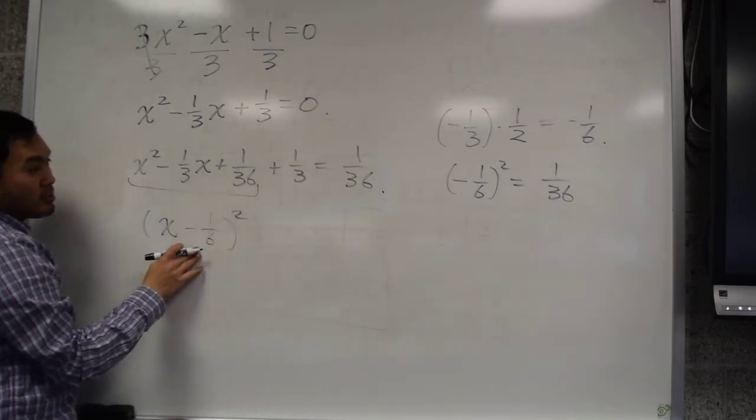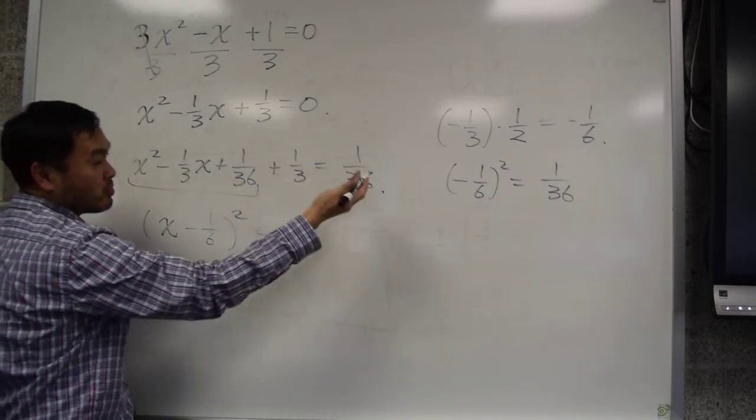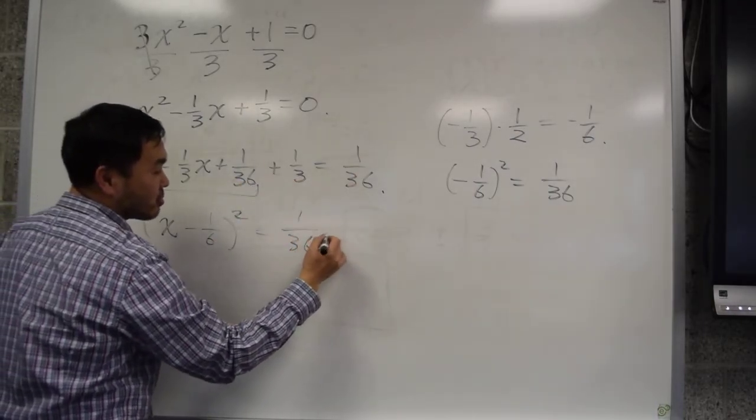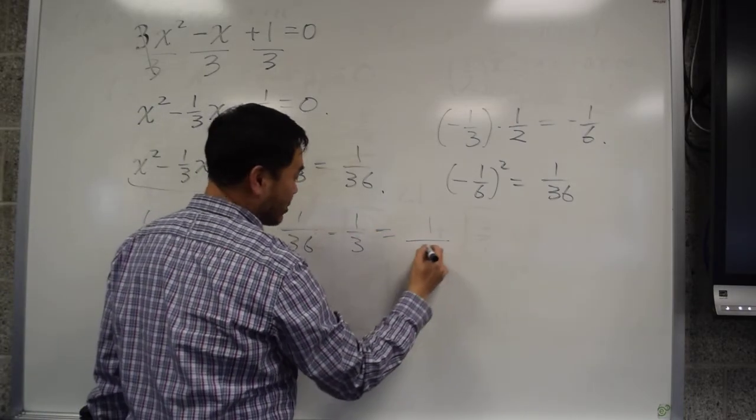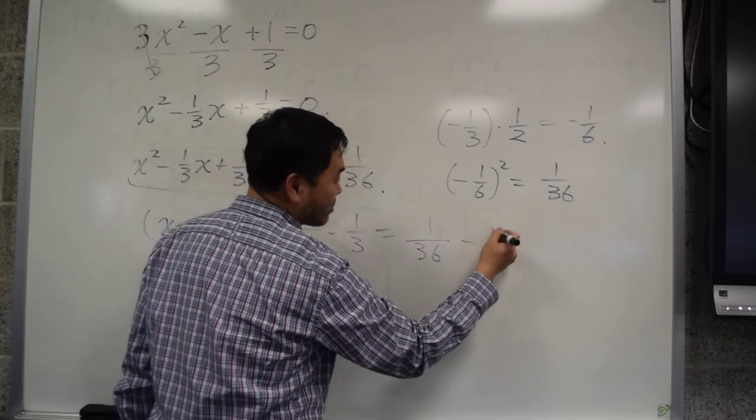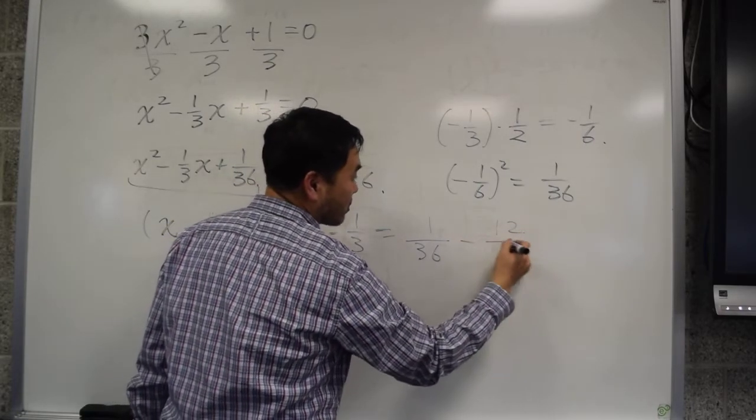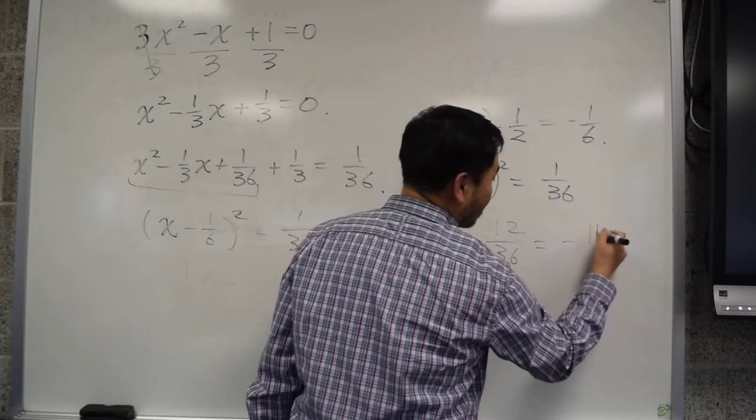So this turns into this, and then 1/3, you move it to the other side. It's 1 over 36 minus 1/3. Well, you need common denominator, so you need to write it as 1 over 36 minus 12 over 36, so it's negative 11 over 36.